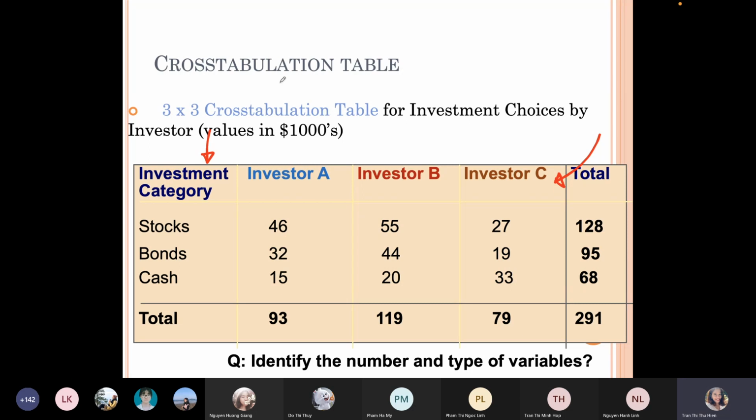So when you look at the second column, you know for the first investor how much is in stocks, bonds, or cash, and the proportion or ratio is different for investor B. It is different for each investor, right? So this is the first way to present the data by using a cross tabulation table.